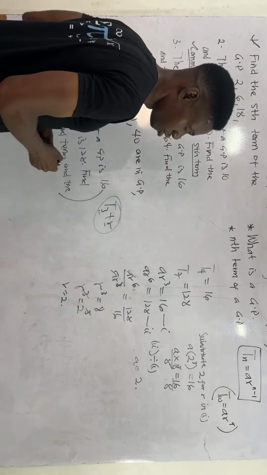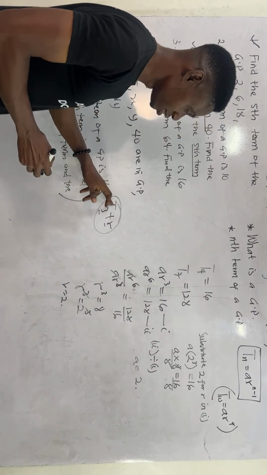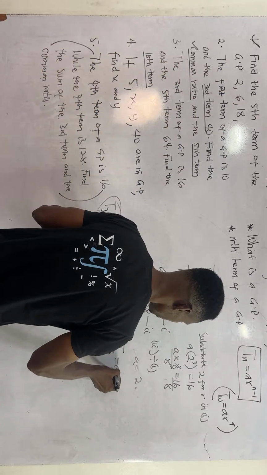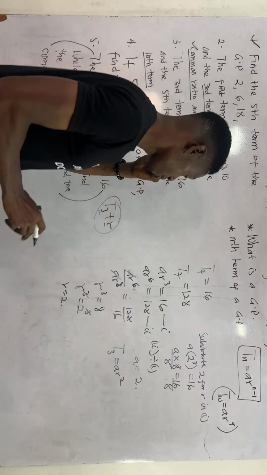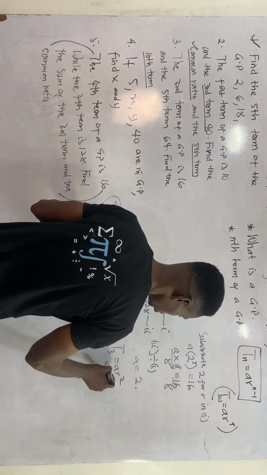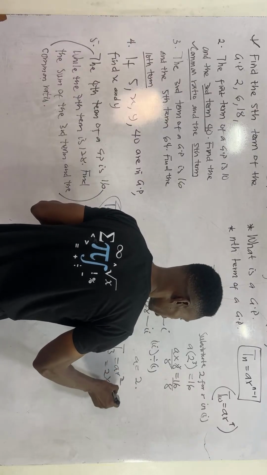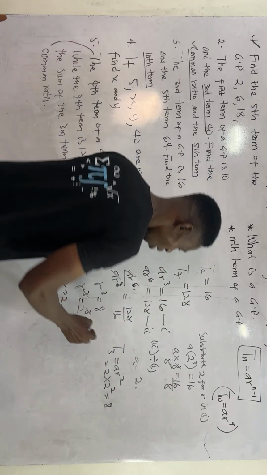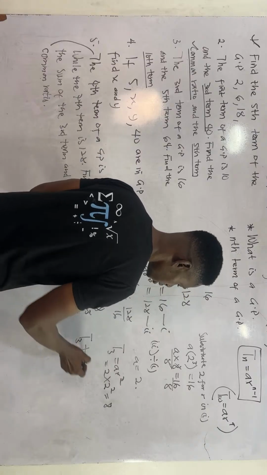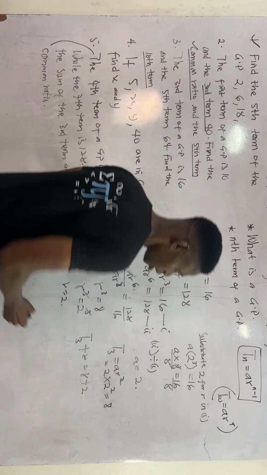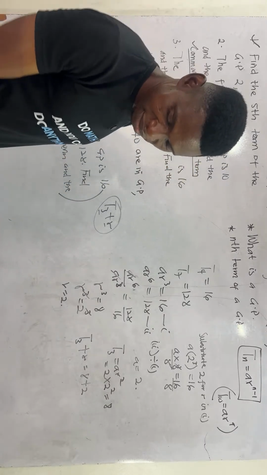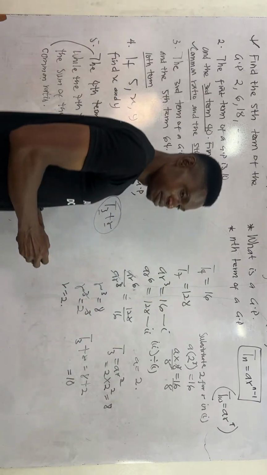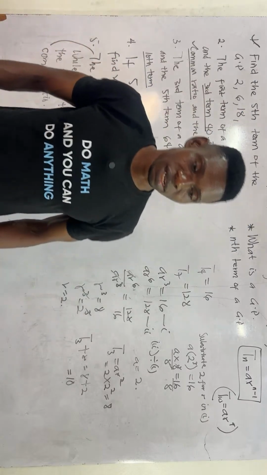Remember, they're not looking for A or just R. We're looking for the sum of the third term, T3, and R. So let's get our T3. So T3 is AR2, right? Yeah, established. So our A is 2 multiplied by R, which is 2 raised to power 2. So 2 squared is 4 multiplied by 2, that's 8. So our T3 plus R will be 8 plus 2. Our R is 2, right? And our answer is 10. Alright, so if you got 10, congrats, you are correct.